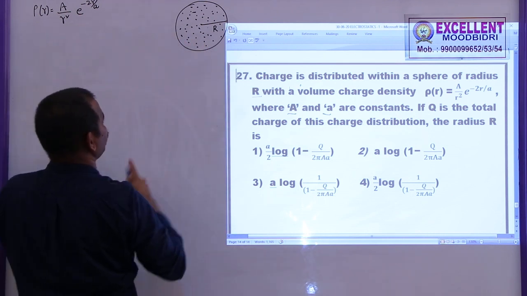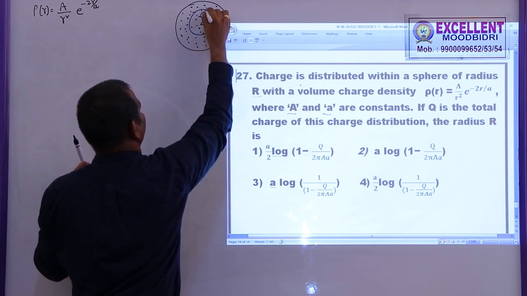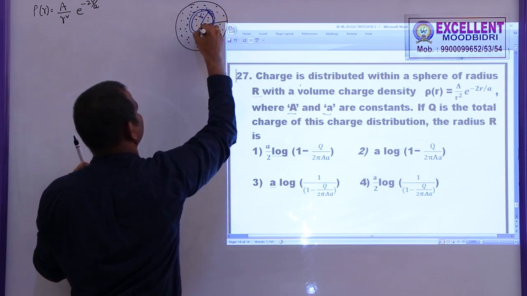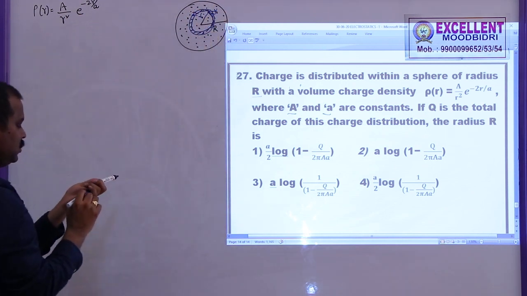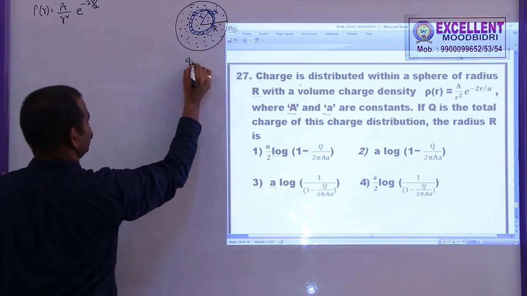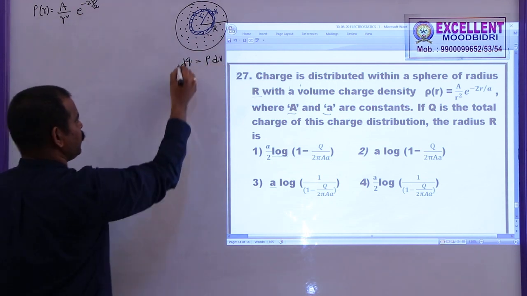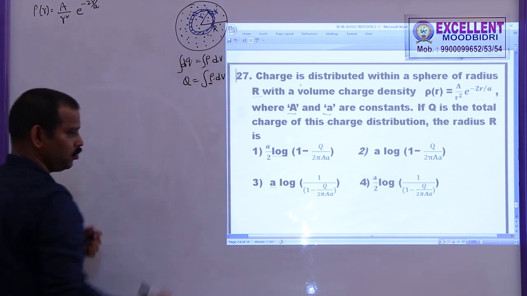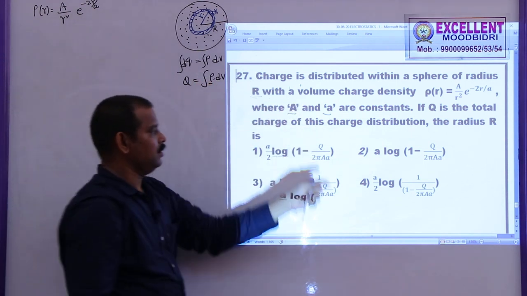So let me take one point at a distance r from the center. Let me take one spherical shell where the thickness of this shell is dr and radius r. So what is the charge within this? We know that charge dq is equal to ρ dV, a small charge. Now by integrating this, you will get Q is equal to integral ρ dV. Here ρ is not uniform. If it is constant, you can bring it outside, but ρ also depends on this r here.